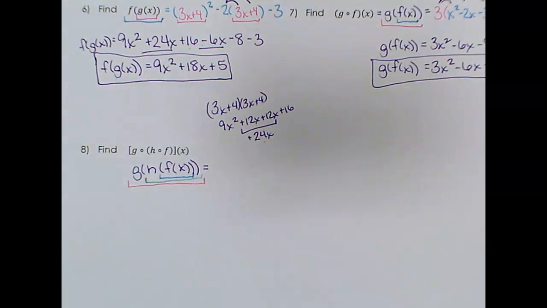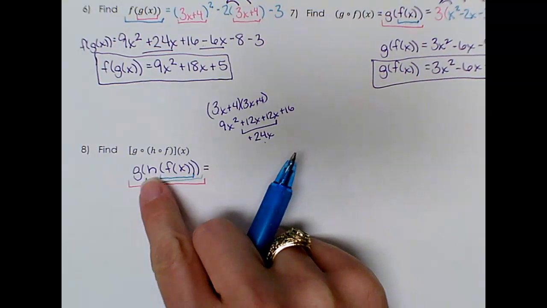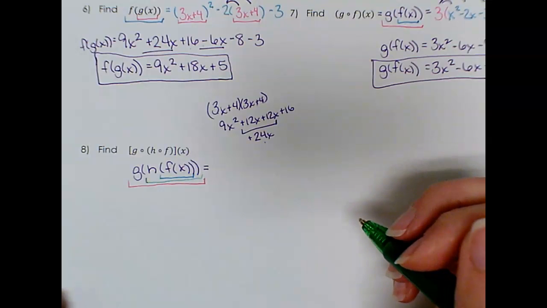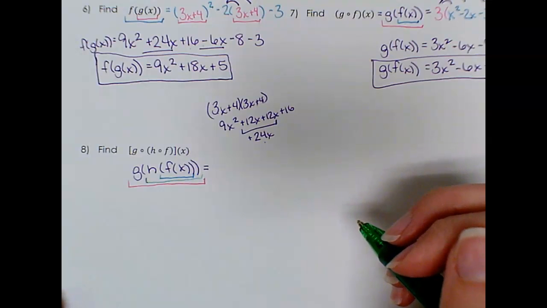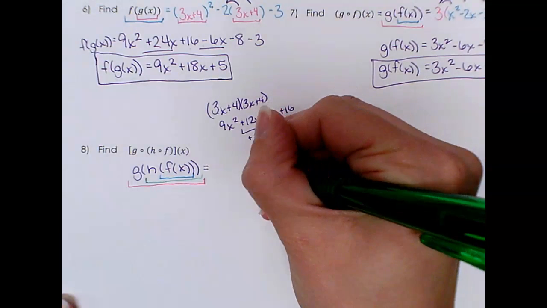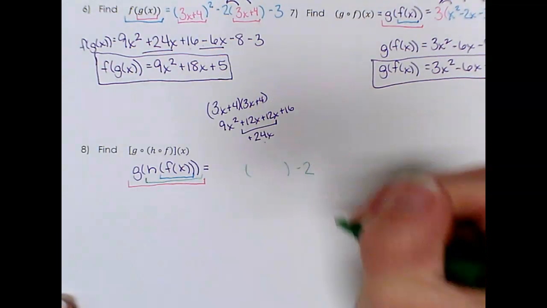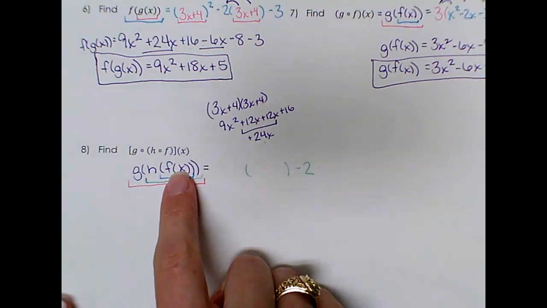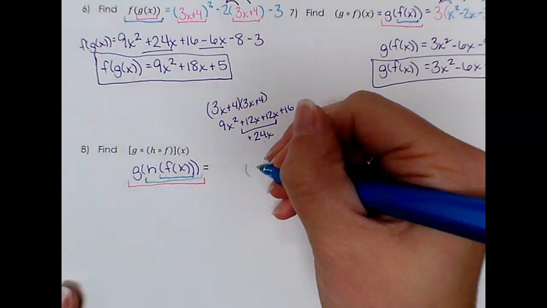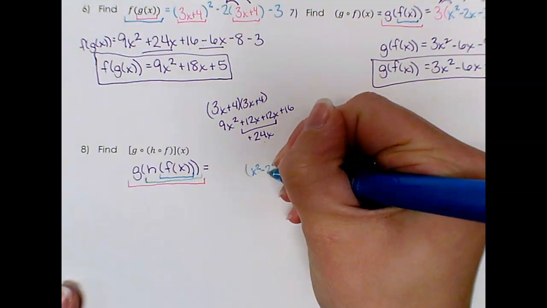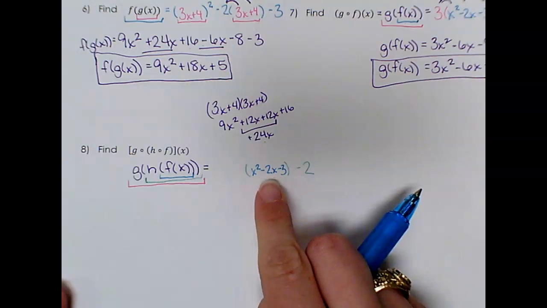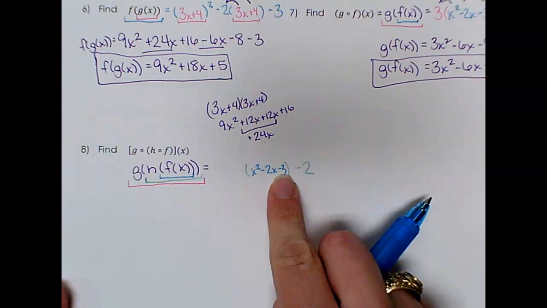All right. So let's start out with f of x inside of the h function. The h function is x minus 2. So I'm going to take x minus 2, and the thing that I'm using for my x in the h function is the function f of x, x squared minus 2x minus 3. So here is h of f of x.